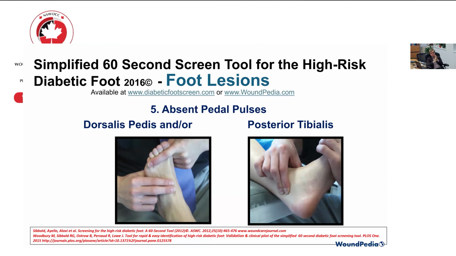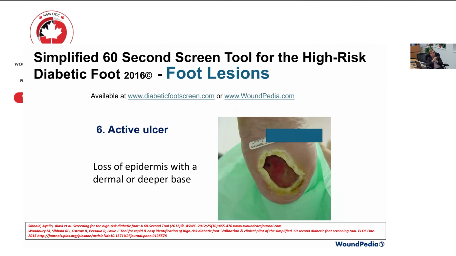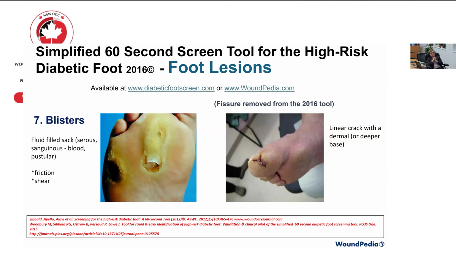Next slide. An active ulcer is the loss of epidermis with a dermal or deeper base. Next one. A blister may be due to friction or shear, and a blister is a fluid-filled sac. The fluid can be serous, which is clear, sanguinous, which is bloody, or pustular, which is yellow, and you can have any combination of the three.